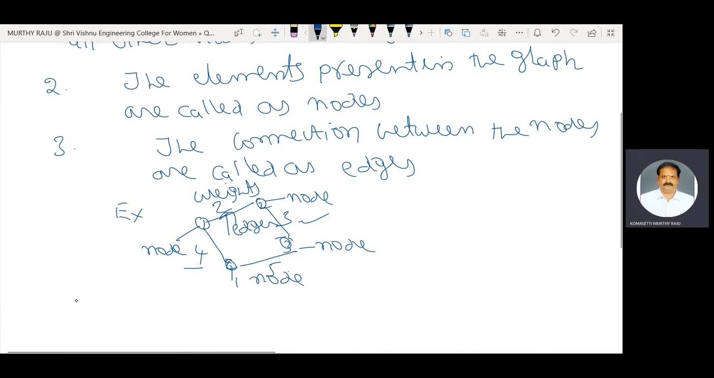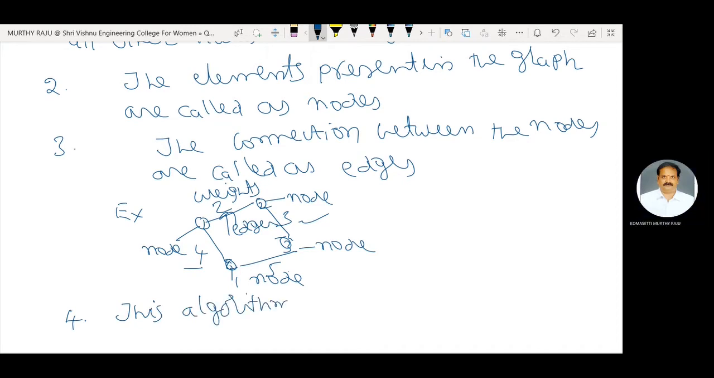So this algorithm uses the weights of the edges, that means 2, 3, 5, 4, and so on, to find the path that minimizes the total distance between the source node and all other nodes. The main aim of Dijkstra's algorithm is to find the shortest path between the given source node and all other remaining nodes within the graph.